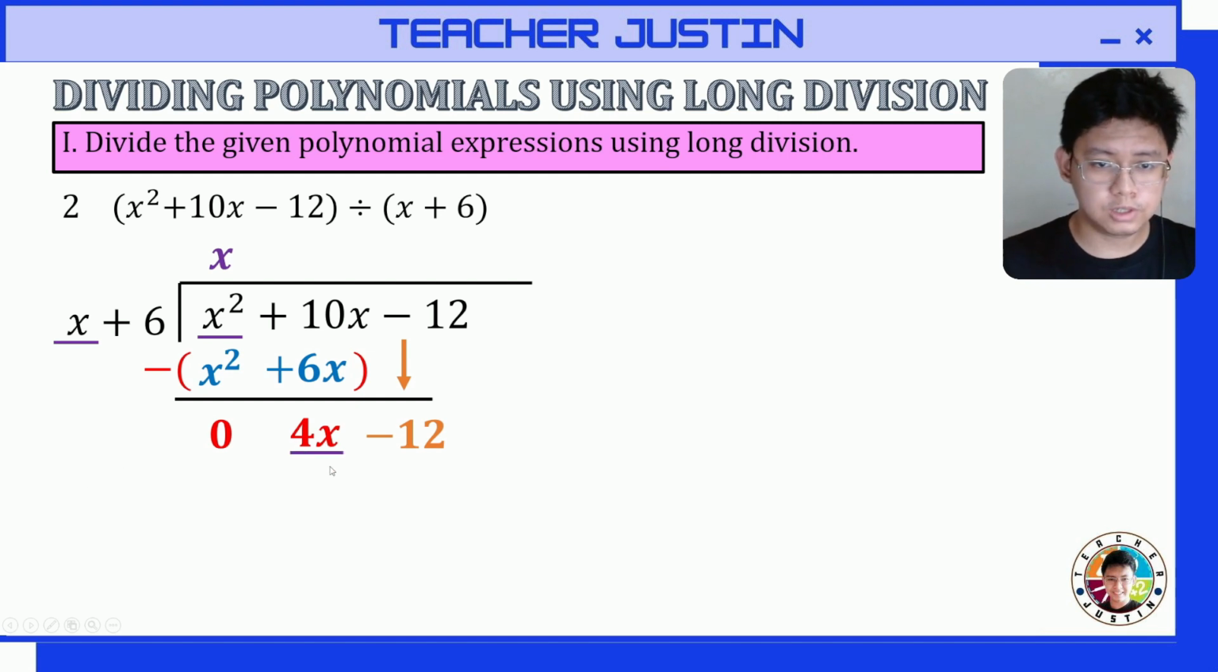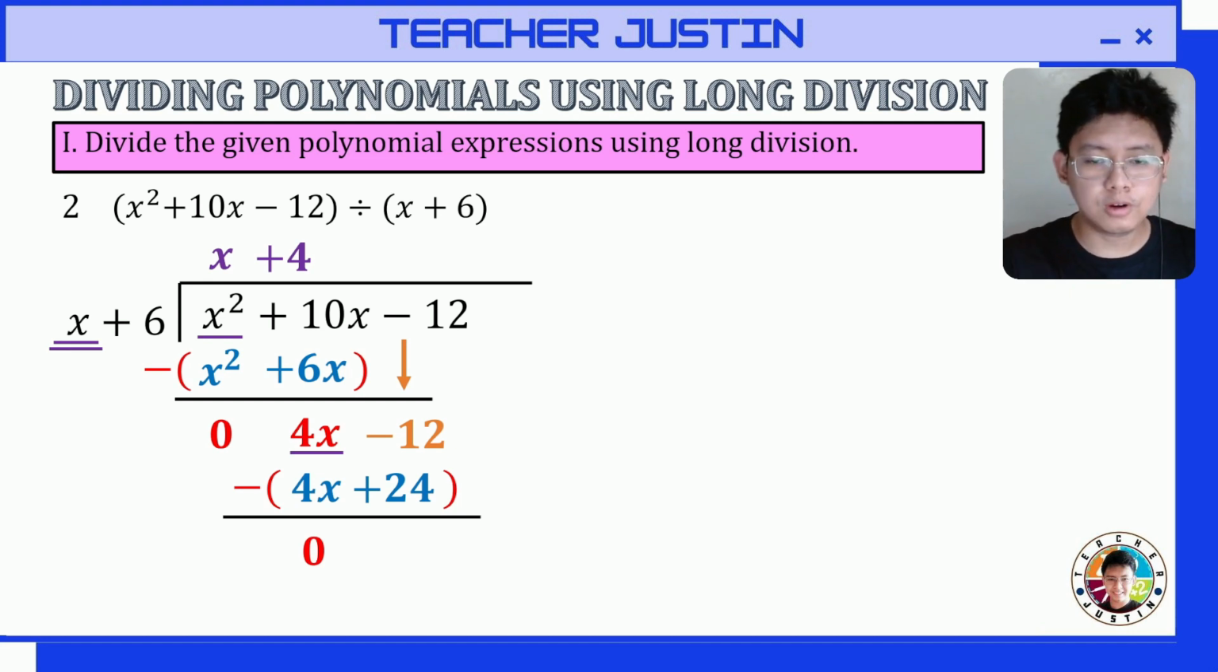So, divide the first term by the first term. So, 4x divided by x is positive 4. Then, let's multiply 4 by the divisor. So, 4 times x is 4x. Then, 4 times 6 will be 24. So, let's subtract. 4x minus 4x is 0. Negative 12 minus 24 will be negative 36.